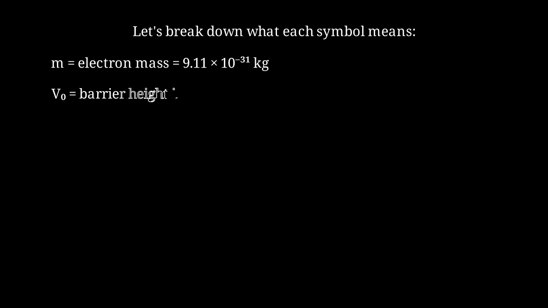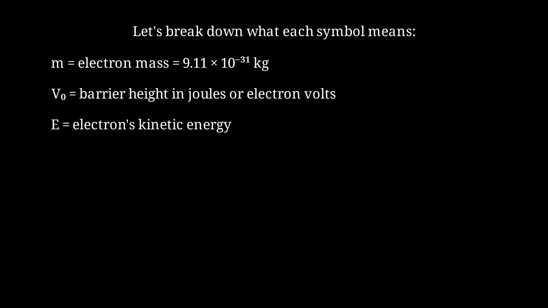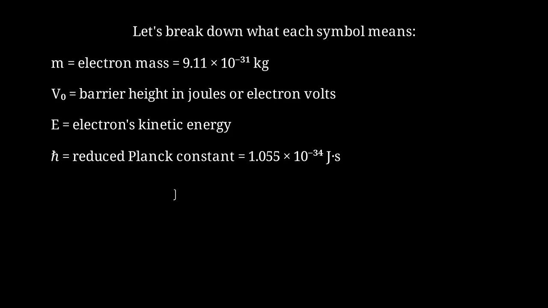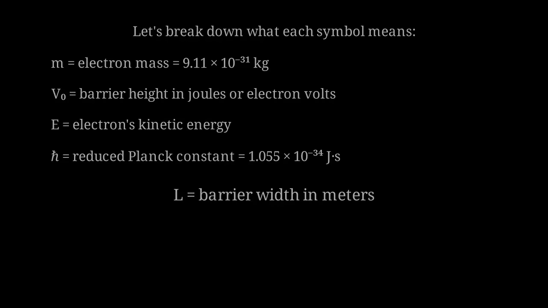Let's carefully examine what each symbol in this crucial equation represents. m is the electron mass, equal to 9.11 times 10 to the negative 31 kilograms. V0 is the barrier height, the potential energy inside the barrier region. E is the electron's kinetic energy, which is less than V0 for tunneling to be interesting. h bar is the reduced Planck constant, approximately 1.055 times 10 to the negative 34 joule seconds. And L is the physical thickness of the barrier in meters.